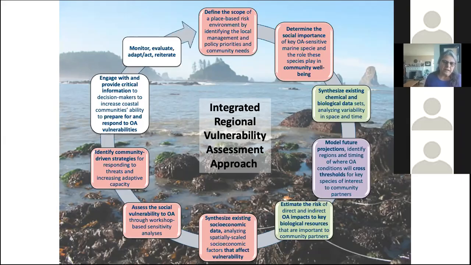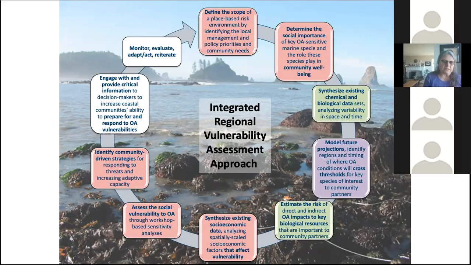And then this next step is the one that we kind of got hung up on for a while, is to estimate the risk of direct and indirect OA impacts to key biological resources that are important to the community partners. And we had one approach, and in the interest of time, I'm not going to go into how we're doing that, but a great discussion I had with Shallon Bush has given us a wonderful approach that's very similar to how other risk estimation is done at the IPCC level.